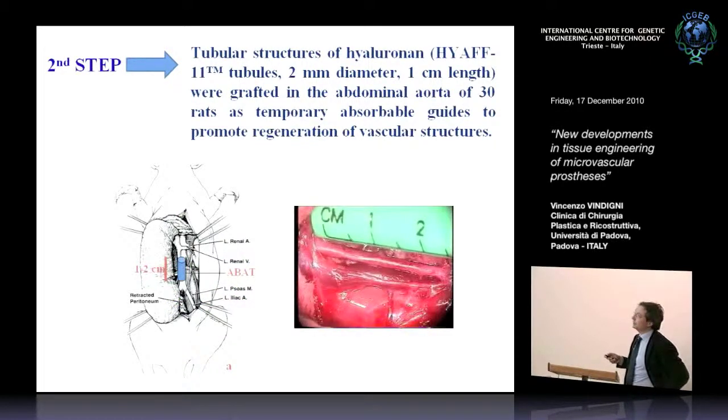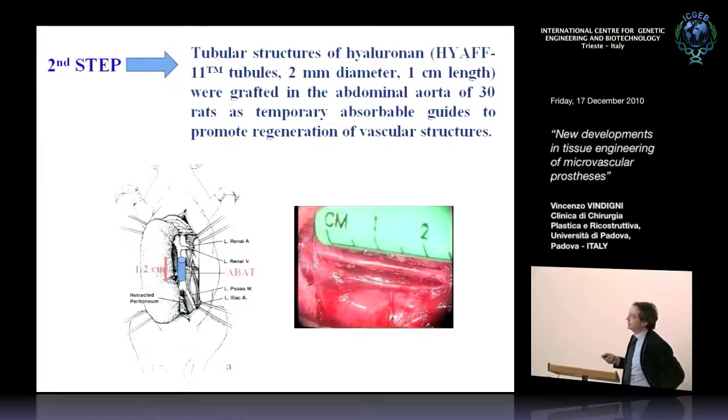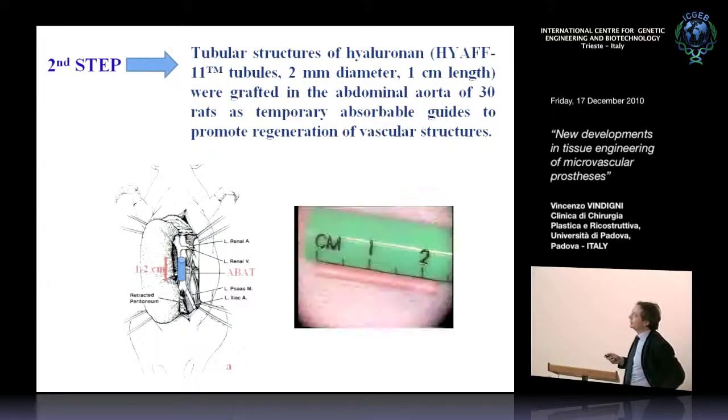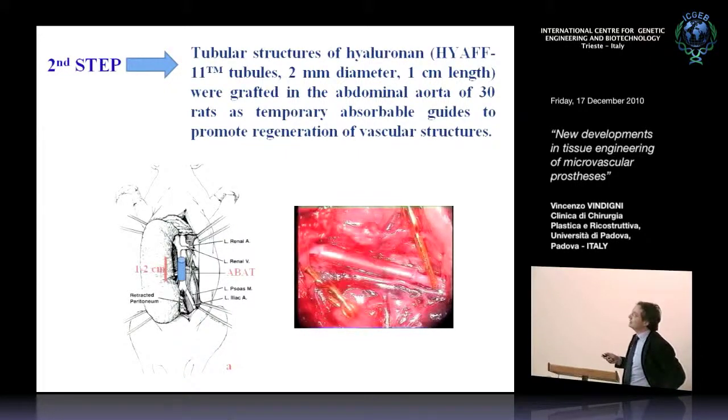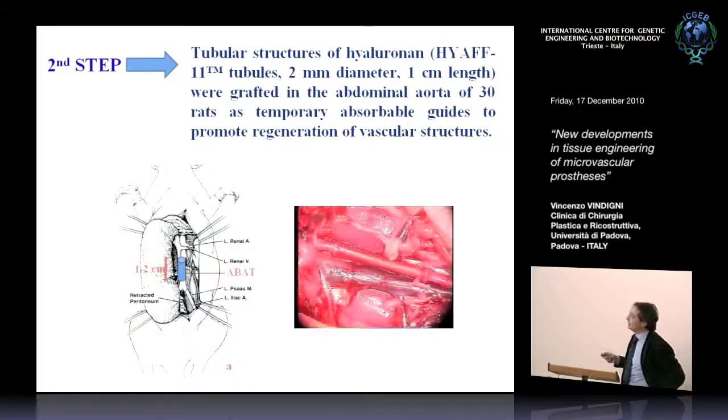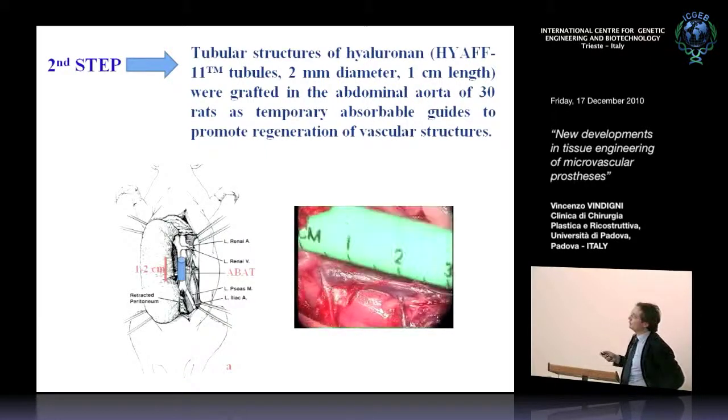This is also a rat model. This is the abdominal aorta, the prosthesis that is transparent, the surgical implantation of the prosthesis. This is the vascular clamp that allows you to perform surgery without bleeding. This is the prosthesis implanted at the abdominal aorta level. And you can see after the removal of the vascular clamps that the blood flow resumes through the prosthesis.